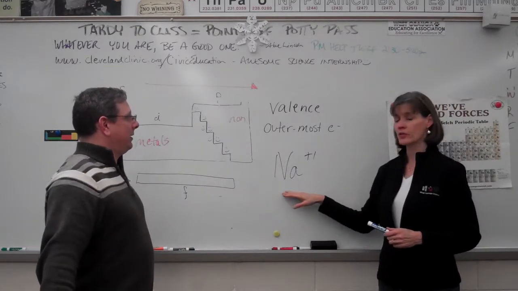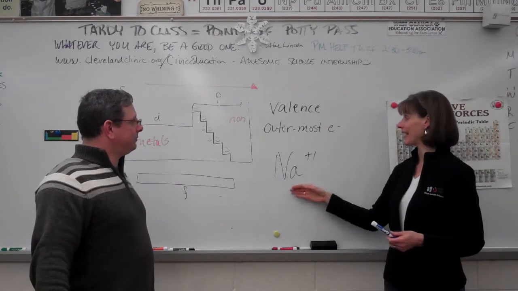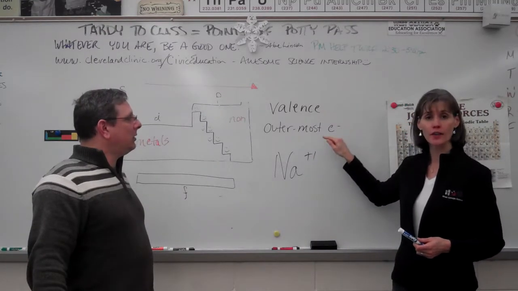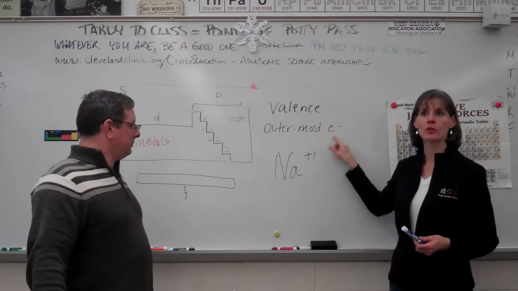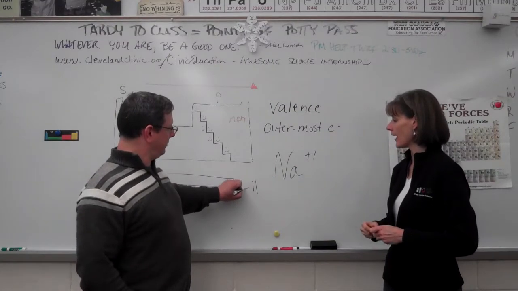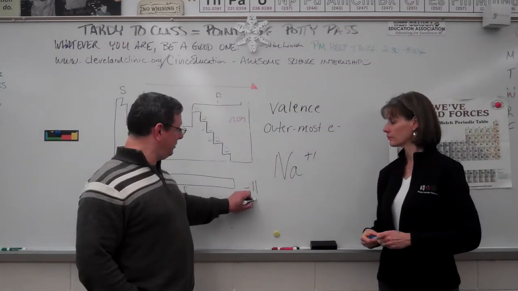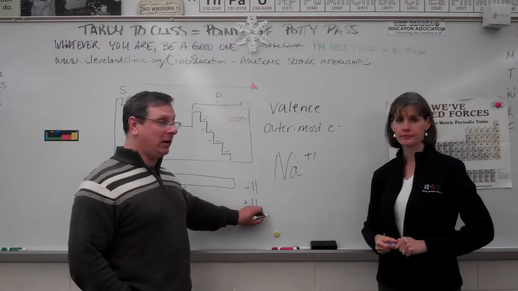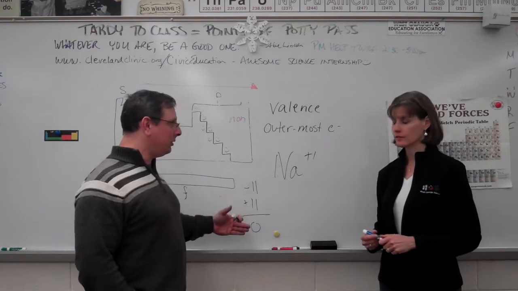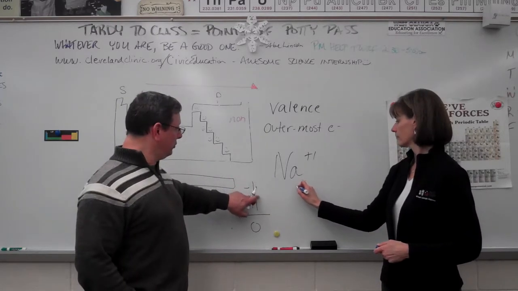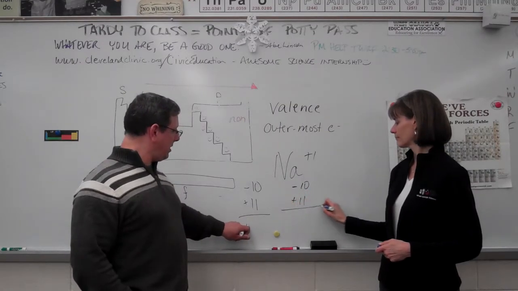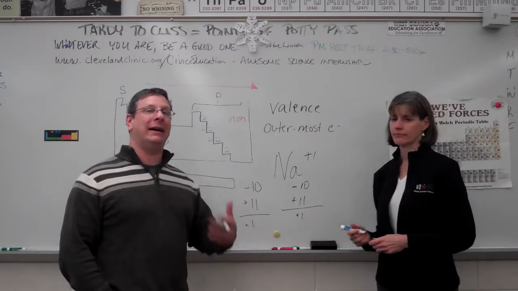Here is an example, the sodium ion Na+1. It's +1 because it has lost one of its negative outermost valence electrons, the only one valence electron it has. It used to have 11 electrons. It still has 11 protons. When it is an atom, it's neutral. If it loses one electron, it becomes a +1 ion.